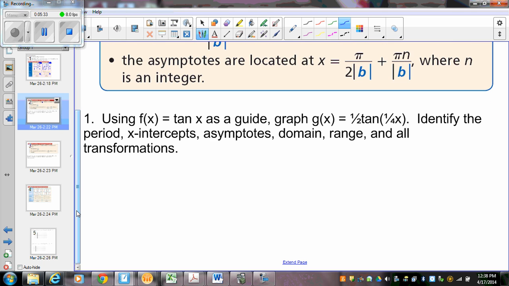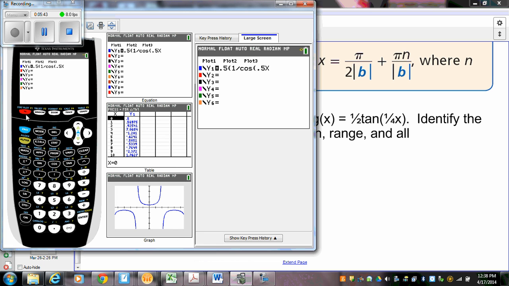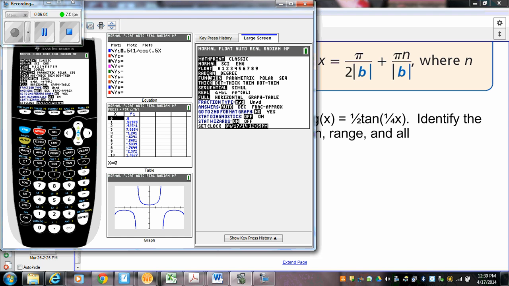And you'll notice here that I did not include a graph. That is because I want us to do this on our calculator, because I want to talk about how to graph these. So let's go to y equals, and we're first going to type in the new function, 1/2 tangent of 0.25 x, because it's 1/4 x. Now, you do need to go to your mode and make sure that you are in radians for what we're about to do for our window.